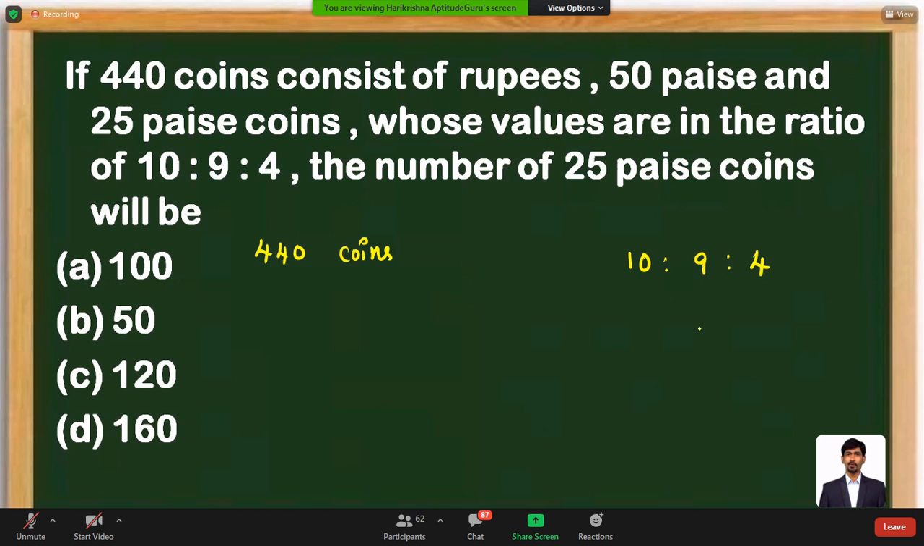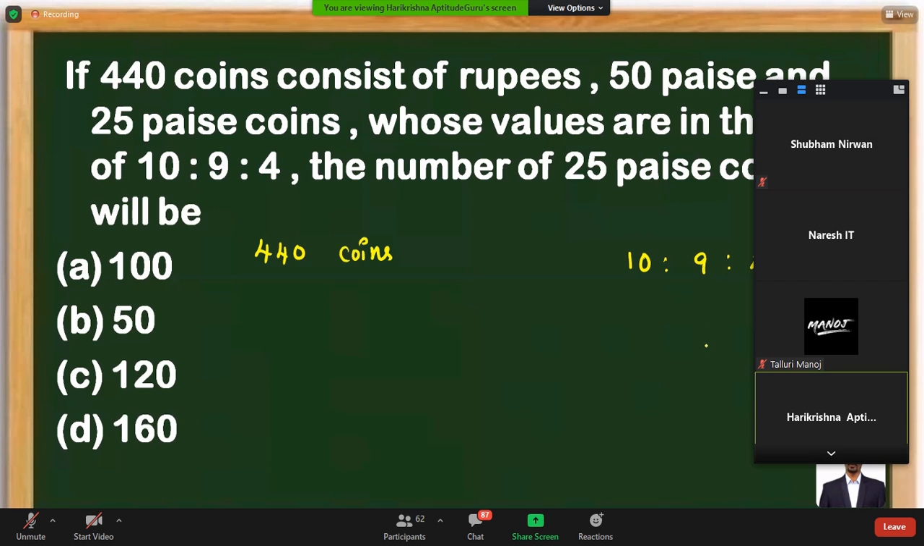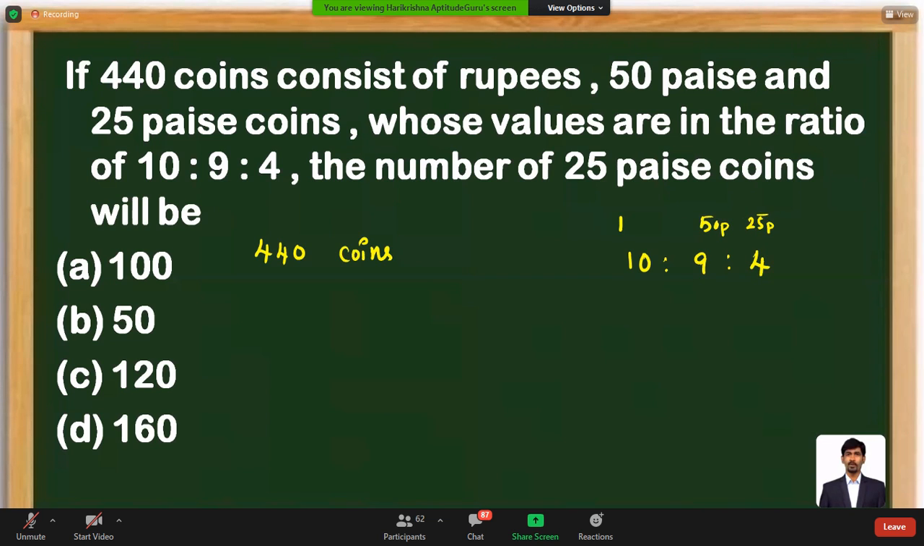So here 10 is to 9 is to 4 is indicating the value. By looking at the value, we can understand the number of coins which are available. These are 1 rupee, 50 paisa and 25 paisa coins. If I have 10 rupees, all in 1 rupee coins, how many coins should I have? By looking at the value, I can say the number of coins. I should have 10 coins to make 10 rupees.